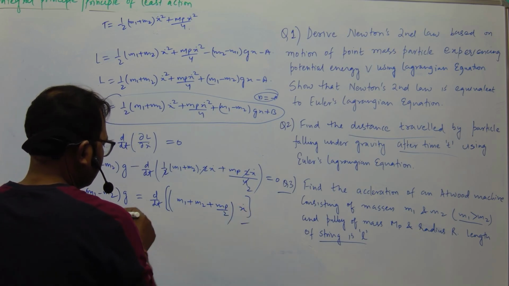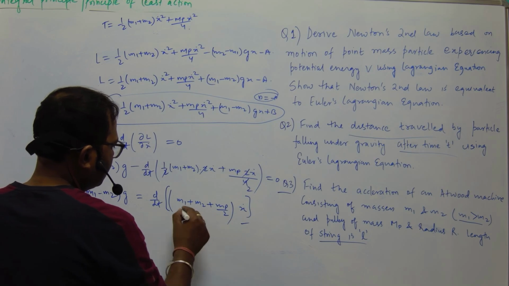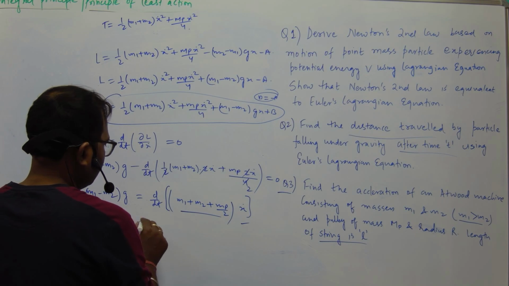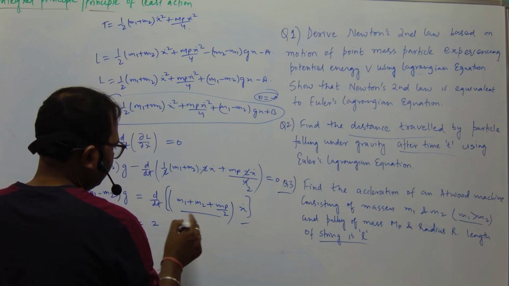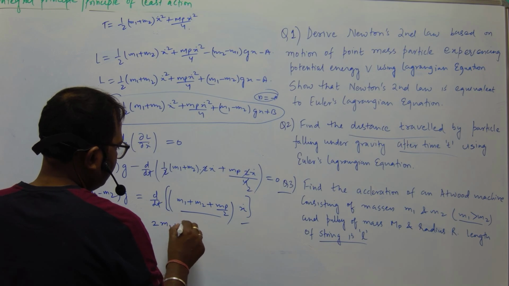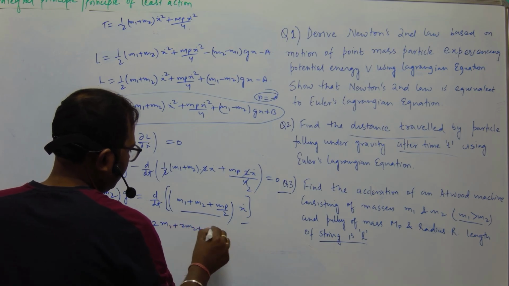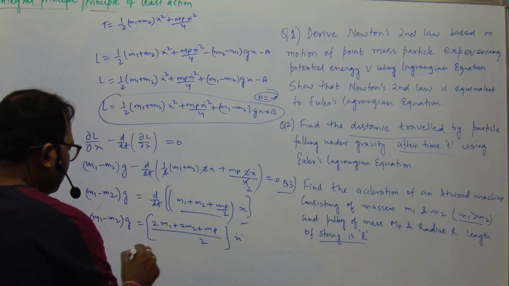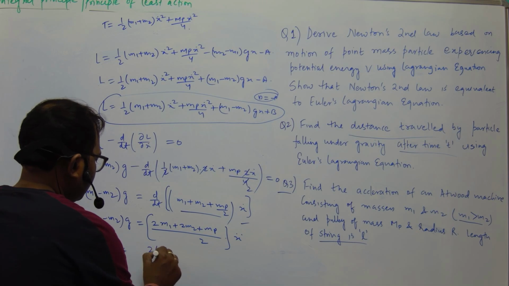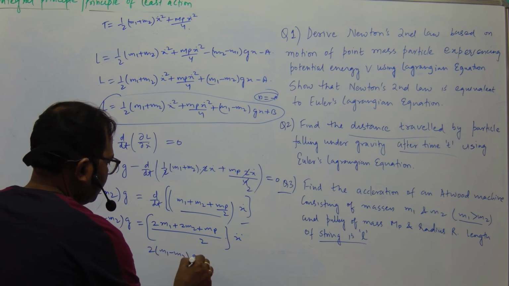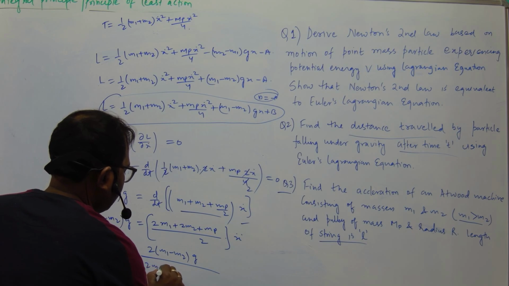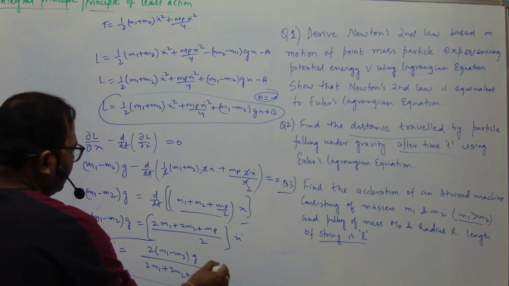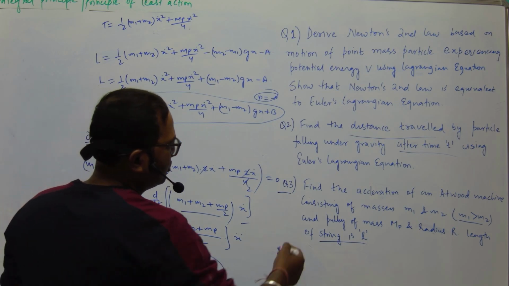Let us further simplify this. Let us take this out. We have m1 minus m2 g equal to m1 plus m2 plus mp upon 2 times x double dot. From here x double dot is equal to m1 minus m2 g upon m1 plus m2 plus mp upon 2. This is the required acceleration of an Atwood machine.